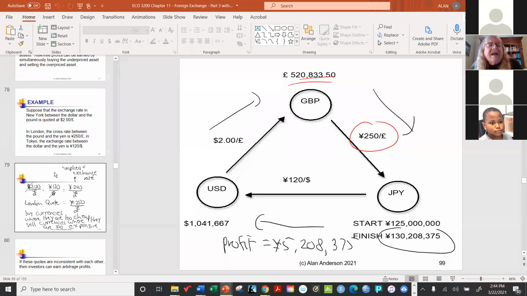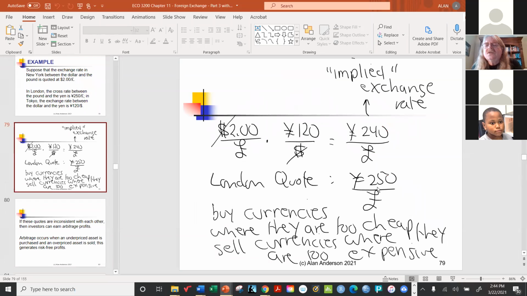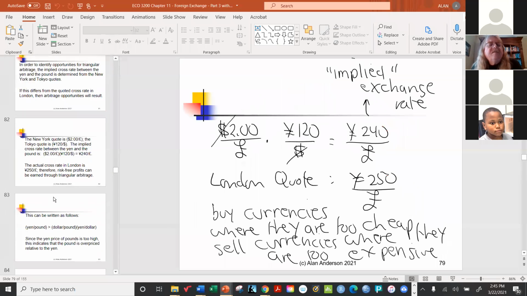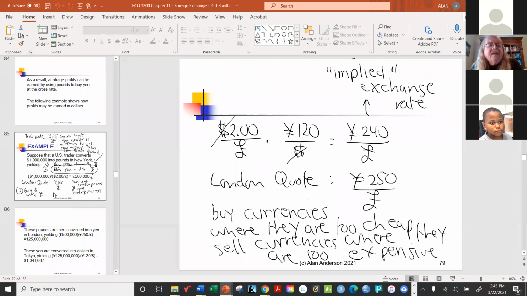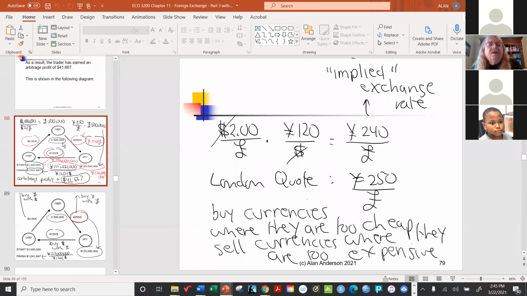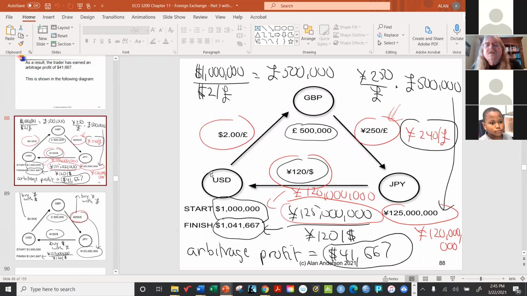By the way, let's go back to the beginning for a second. Suppose the opposite had happened, and suppose that this quote in London was too low, 230 yen per pound. Could we have made money then? The answer is yes, by going in the opposite direction. Starting in the United States, we would have moved across into yen, into pounds, and then back to dollars, and we would have made money because this time the yen quote would have been too low.